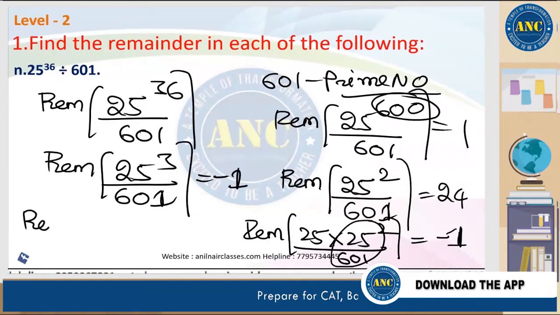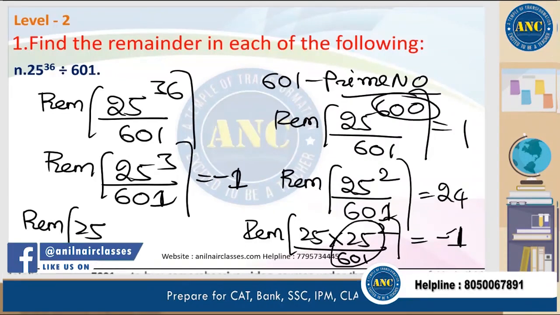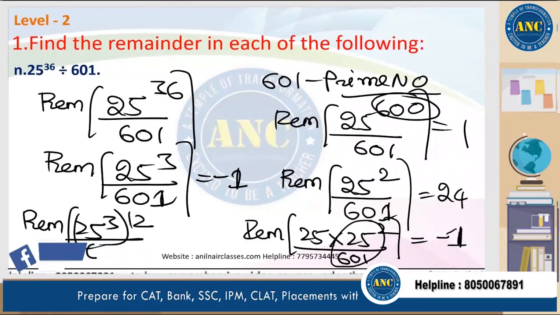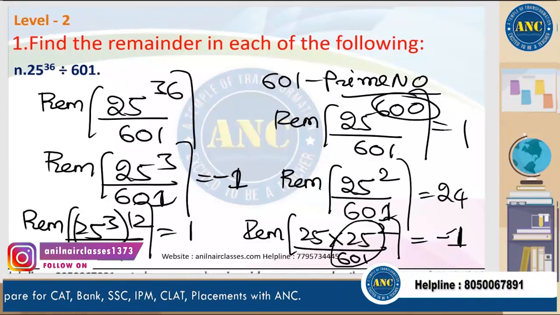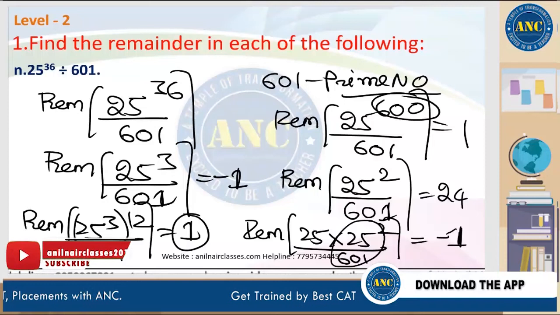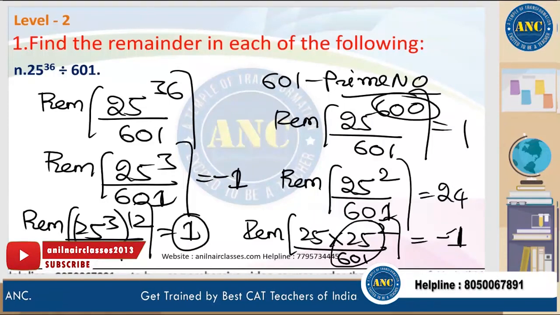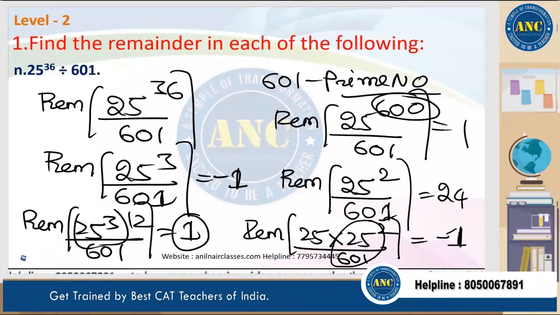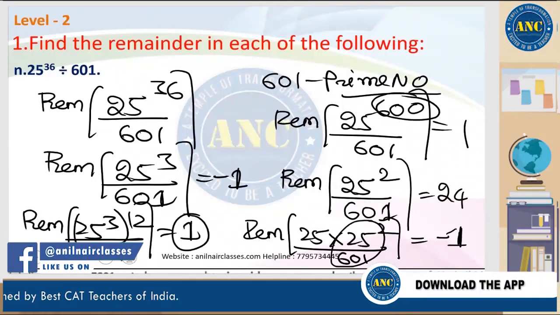So this is nothing but 25 power 3 power 12 divided by 601. Minus 1 power even is plus 1. The answer is 1. In a single step you get this answer. I hope it is clear.